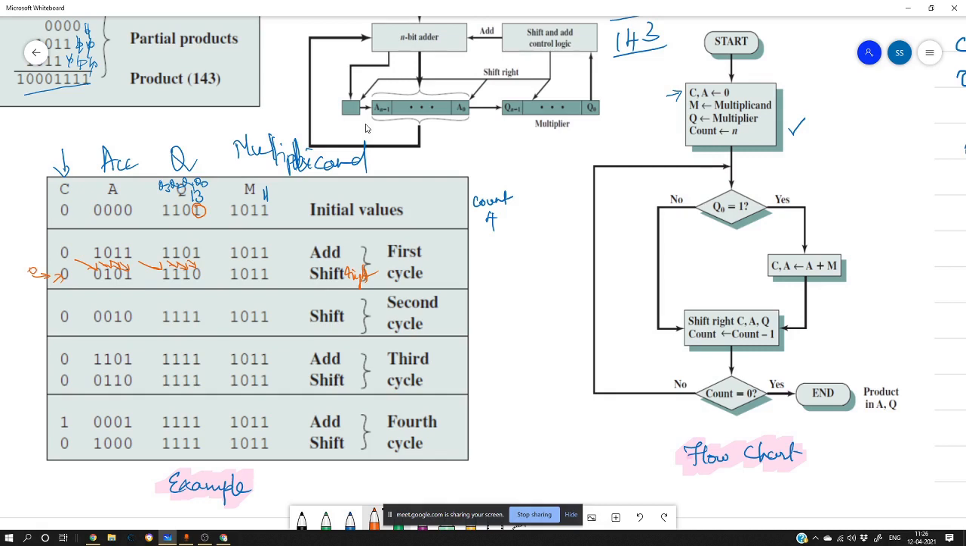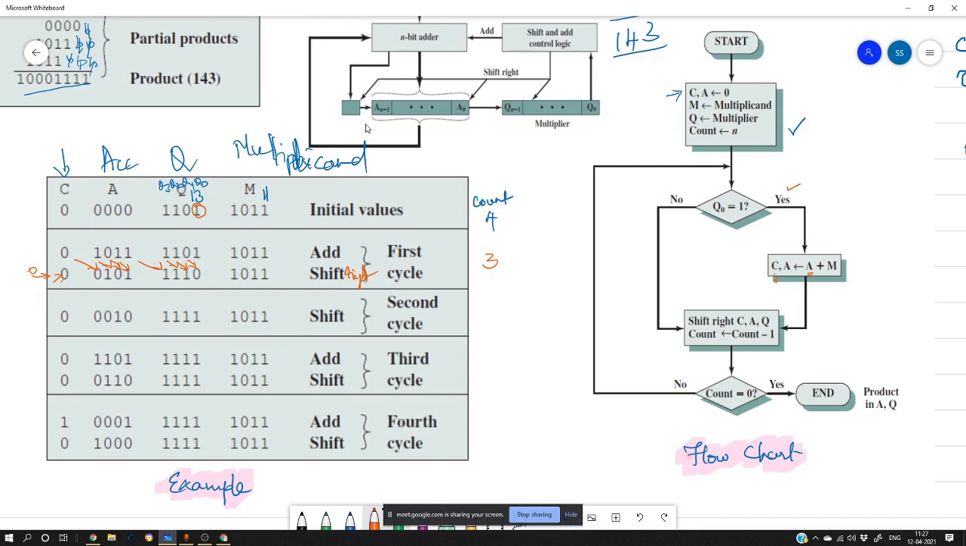Once this is done, one step is over, so you have to decrement the count. You could see that here in the flow chart. If Q naught is 1, then you take M, that is the multiplicand, and add it with the accumulator content. When there is an overflow, when there is a carry out of this addition, that will be put in C. If you have already 1 in C, then that 1 is to be considered, and the resultant value you get there will be put in C, and the extra bit will be discarded.